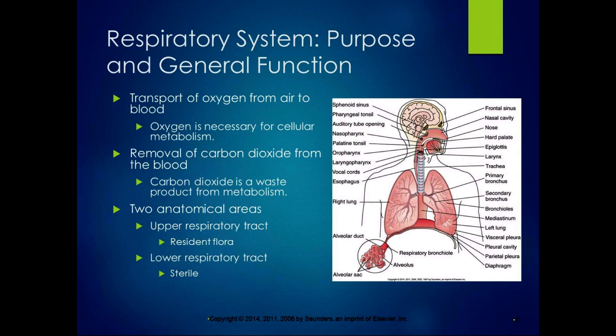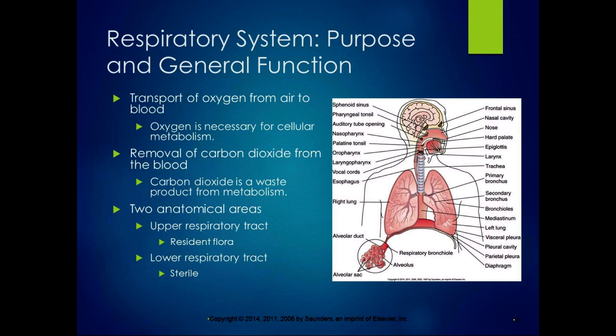So, of course, the respiratory system provides mechanisms for transporting oxygen from the air into the blood and for removing carbon dioxide from the blood and back out into the air. We need oxygen for cellular metabolism, and the respiratory system is the only means for acquiring oxygen. Carbon dioxide is a waste product from cellular metabolism, and it functions in our acid-base buffering system to maintain that acid-base balance in body fluids. Remember all that from last quarter?